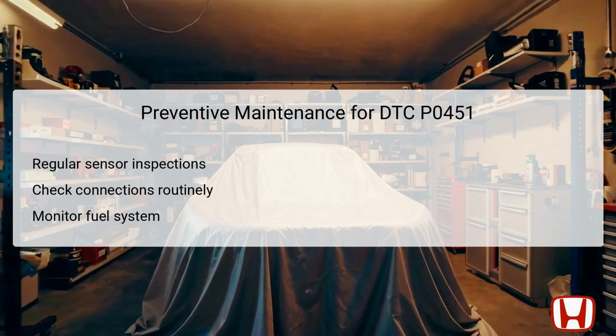Checking electrical connections routinely can help prevent issues related to poor connectivity or loose terminals, which can trigger the DTC over time. Moreover, monitoring the fuel system periodically is essential, ensuring that the entire system is operating within expected parameters can prevent stress on the FTP sensor. These maintenance strategies not only safeguard against DTC P0451, but also enhance overall vehicle reliability and performance.